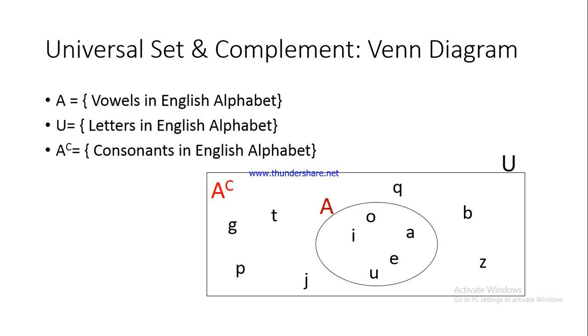Now you can also understand that the circle which denotes the set A and the outside space which denotes the complement of A actually add up to form the universal set. So in a way we can also say that A plus the complement of A is equal to the universal set U. So A plus A^C is equal to U.